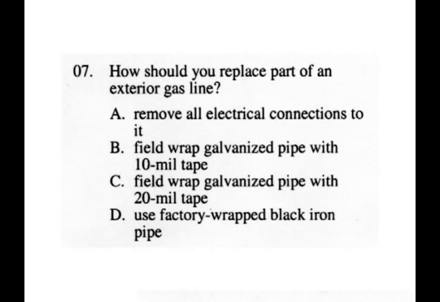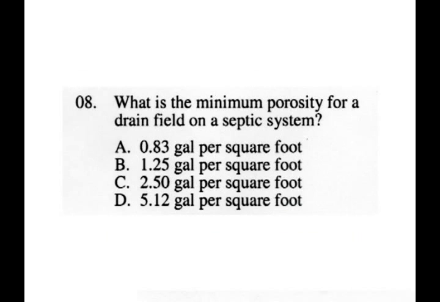Number 7, how should you replace part of an exterior gas line? And the answer would be to use factory wrapped black iron pipe, letter D. Number 8, what is the minimum porosity for a drain field on a septic system? And the answer is letter A, 0.83 gallons per square foot. And that's in a 24-hour period.